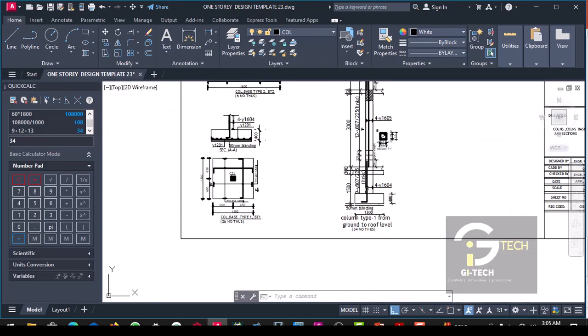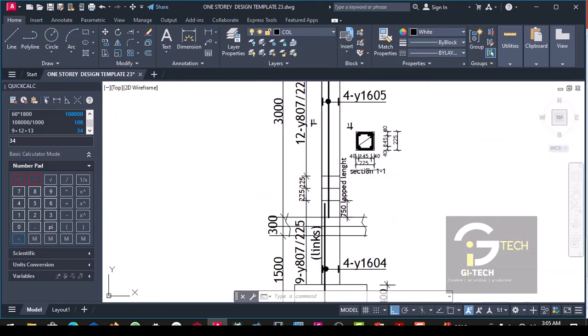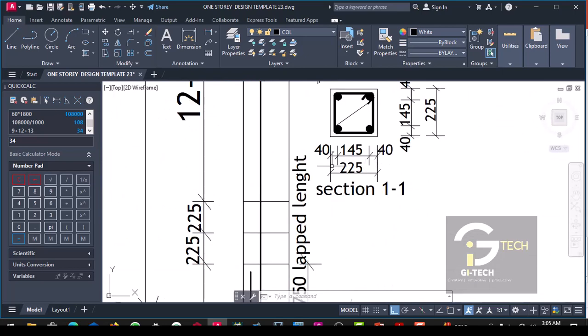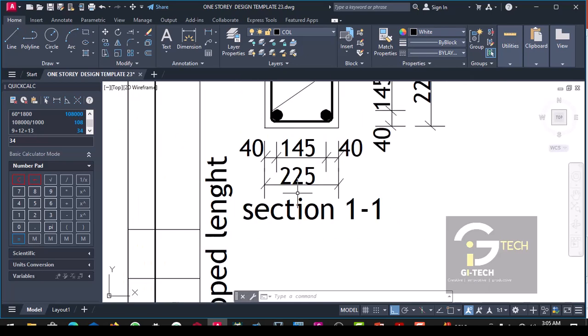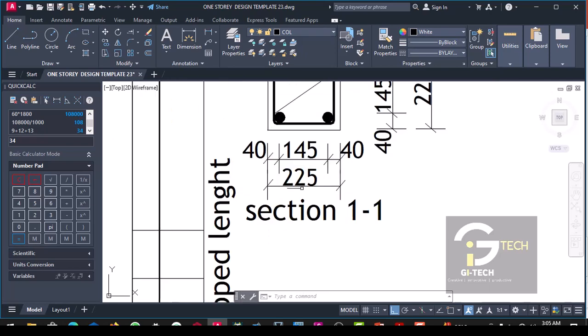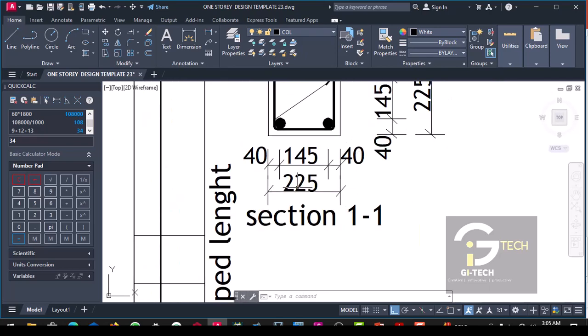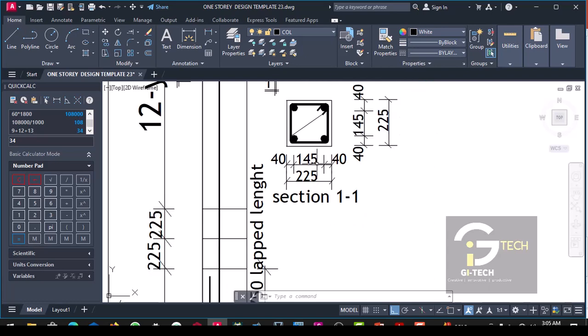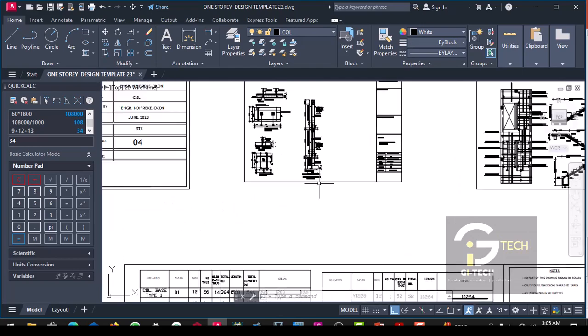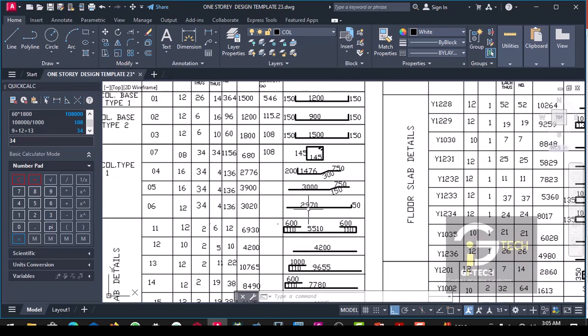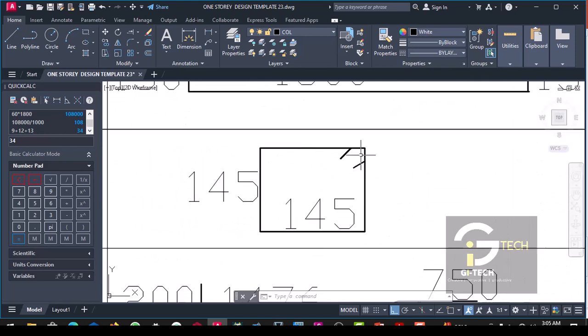Now let's go back. The column cover is 40. There are people that do take 80, but the code specifies 40. So the column cover is 40, and we have the total size of the column to be 225. When you subtract 80 from 225, you have 145. It is a square column, so that will be 145 times 4.